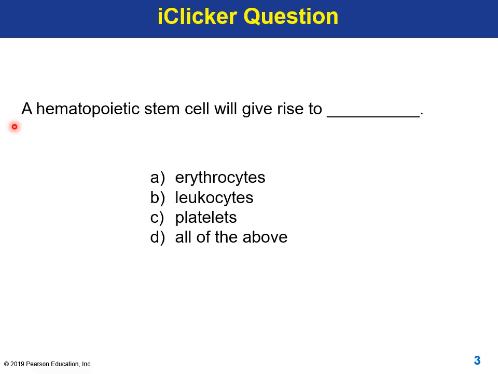So the question: a hematopoietic stem cell gives rise to what? And I should start seeing responses, but it's not coming through. That is strange. That's what I see here. And at the same time, the other thing is working. Let me see, it is going to give rise to all of those blood cells.